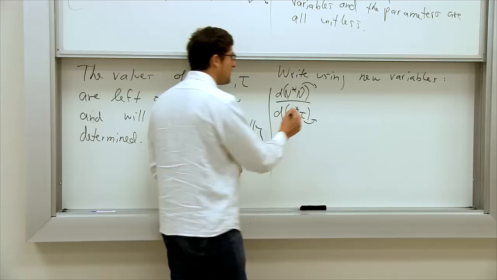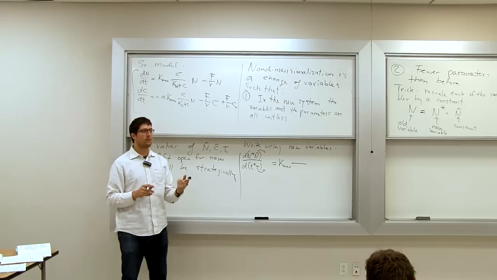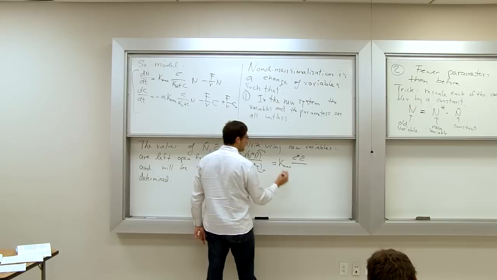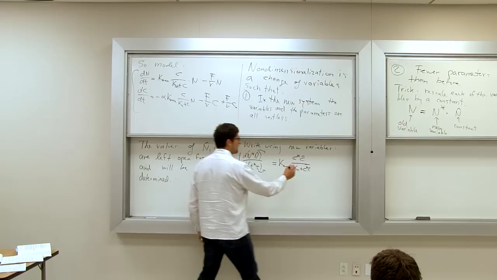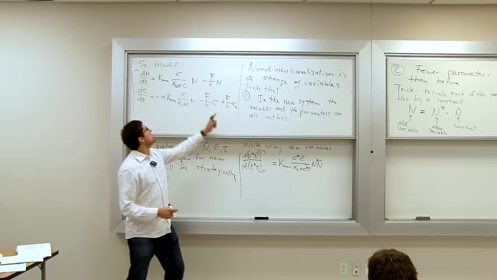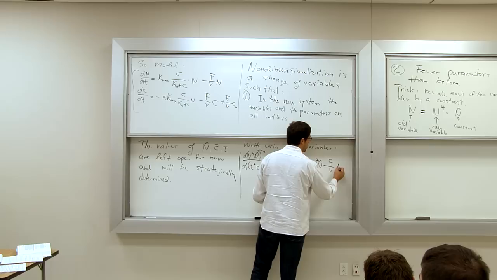And now this is equal to k max times, instead of c, we're going to write the new variables, c star c hat divided by kn plus c star c hat, multiplied by n. But again, we're going to write n in terms of the new variables, which is n star n hat, minus f over v multiplied by the new variable, which is n star n hat.